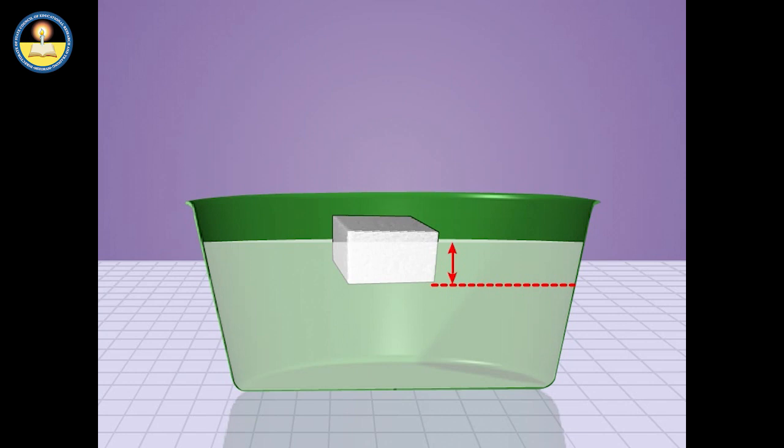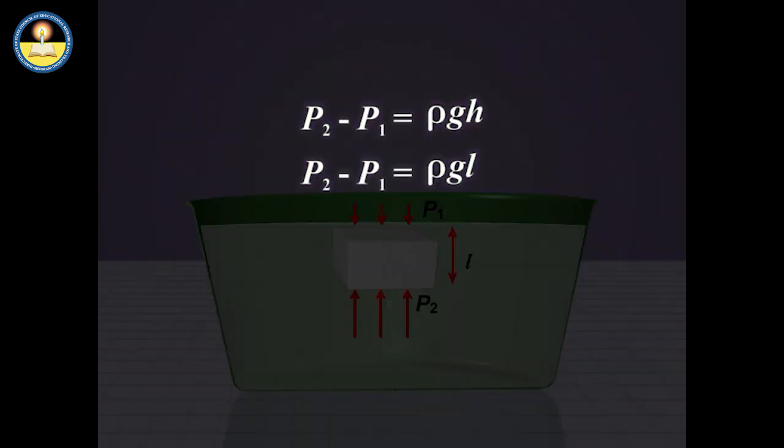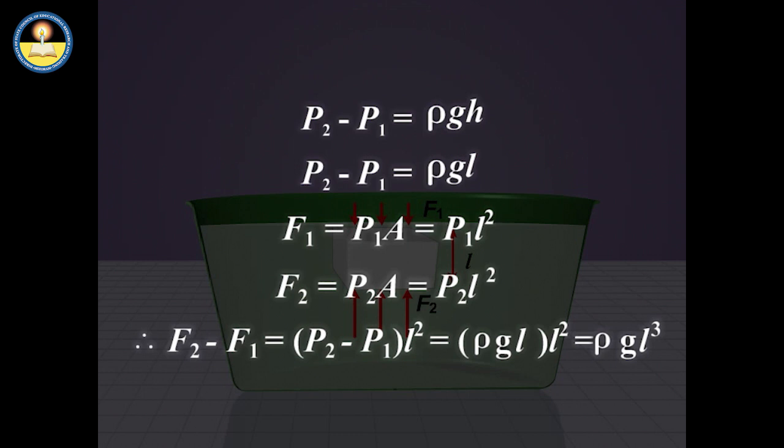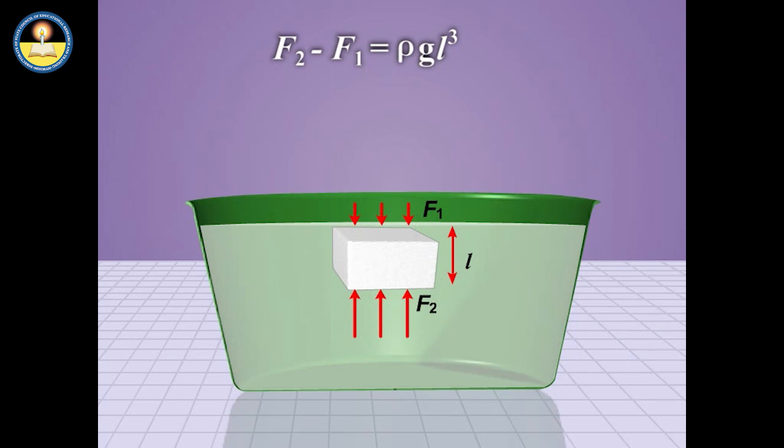Since pressure in a liquid increases with depth, therefore, the pressure at the lowest face is more than the pressure at the upper face, and the difference is equal to the pressure exerted by the liquid column of height equal to the side of the cube. And thereby, the upward force acting at the lower face is more than that of the upper face, as can be seen. This difference in forces gives rise to a net upward force, which is the buoyant force acting on the cube.